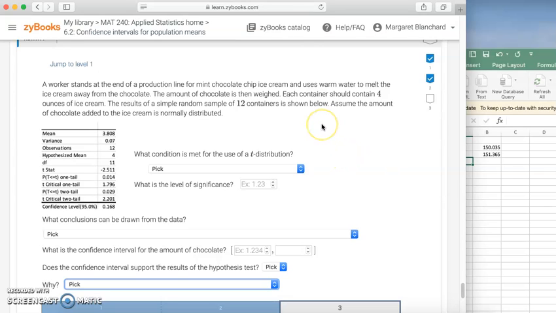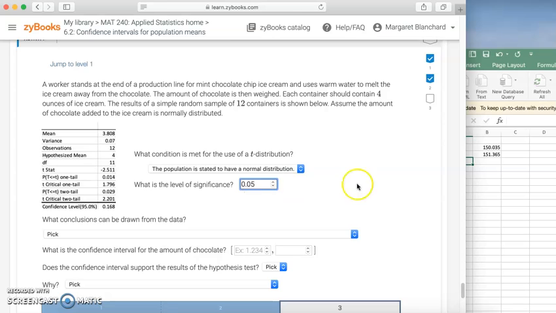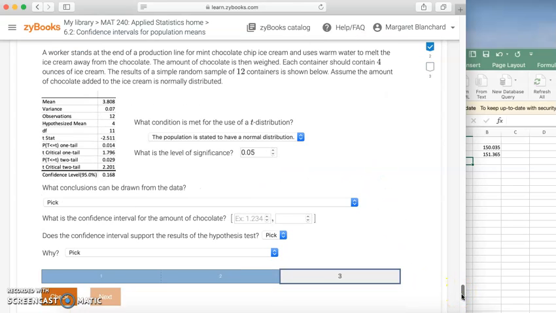That's an important point because that makes at least one of our conditions met. So which condition is met for use of the t distribution? Well, the population is stated to have a normal distribution. The sample size is smaller than 30, but we are told that it's normally distributed, so we can move forward with that. The level of significance, remember, if we convert this to a decimal, we get 0.95. 1 minus 0.95 gives us 0.05, so that's our level of significance. What conclusions can be drawn from the table?